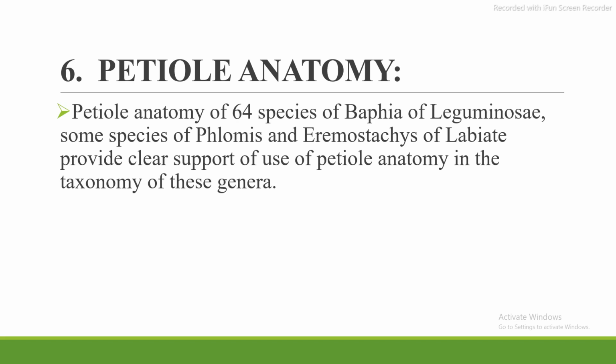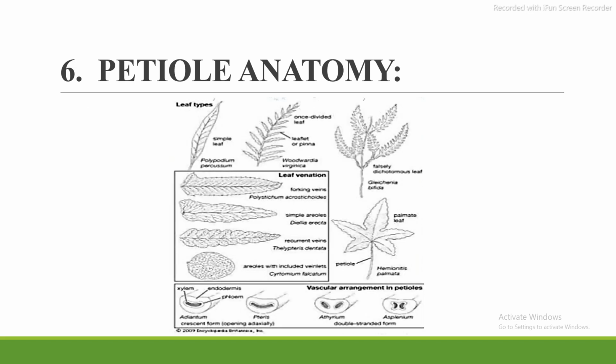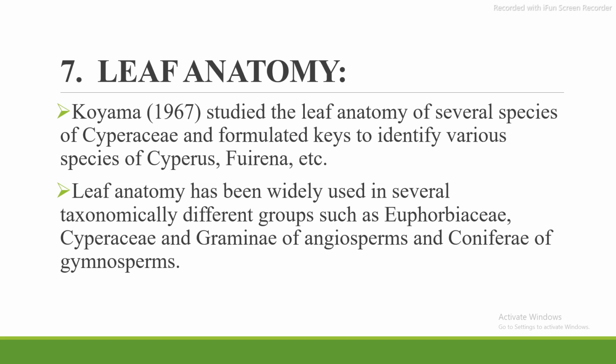Petiole anatomy of 64 species of Bauhinia of Leguminosae. Some species of Phlomis and Eremostachys of Labiatae provide clear-cut support of the use of petiole anatomy in taxonomy of these genera. Petiole anatomy as shown in the figure. Next is leaf anatomy.